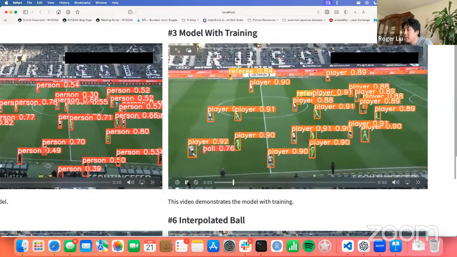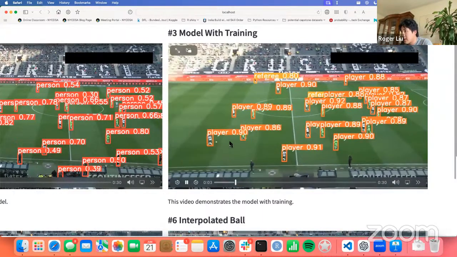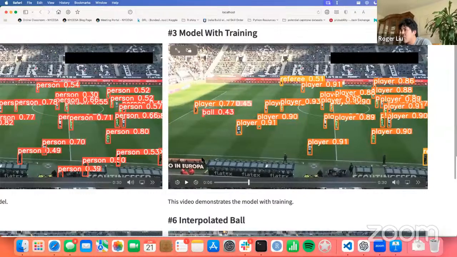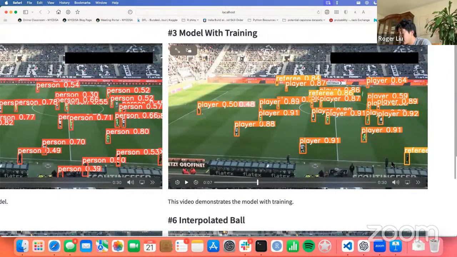So we see here that the ball is a little better tracked. There's no certain way to say that the ball is better tracked, but it seems that way. And these people on the sideline now are not being tracked, and it also distinguishes the difference between referee and the players.